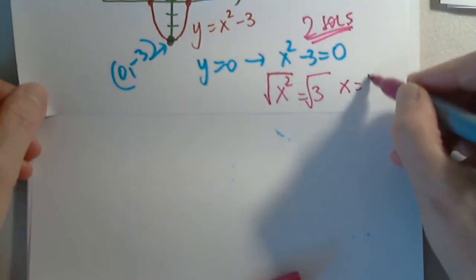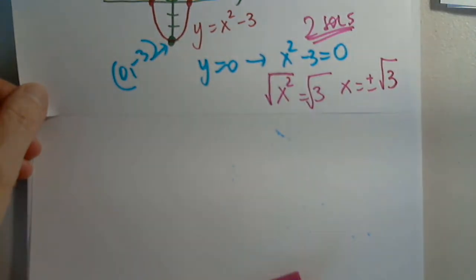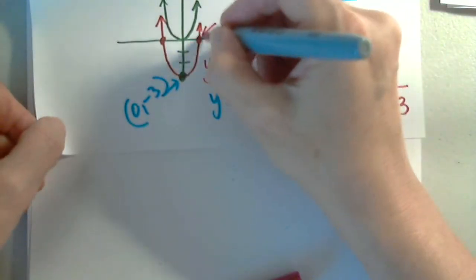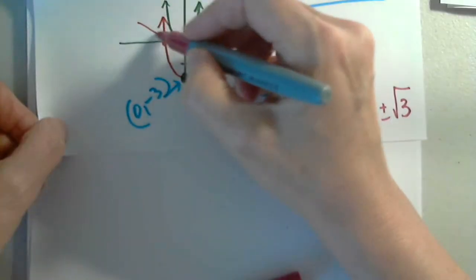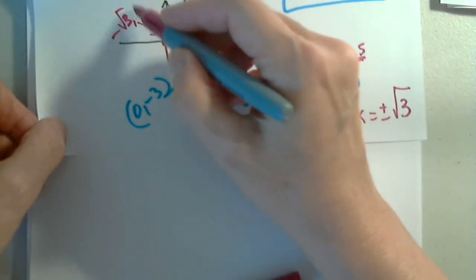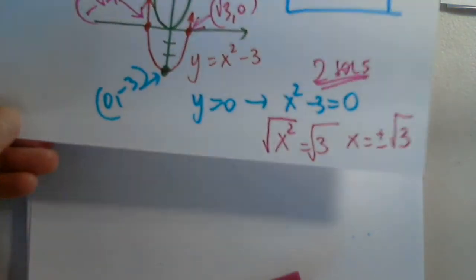So we get x equals plus or minus the square root of 3. So this intercept is (square root of 3, 0). And this intercept is (negative square root of 3, 0). Applying the square root, taking the square root property.